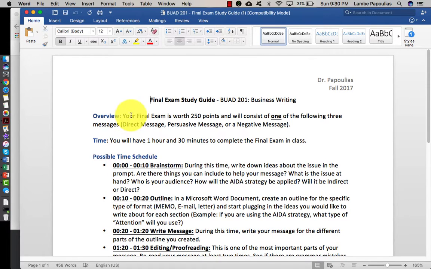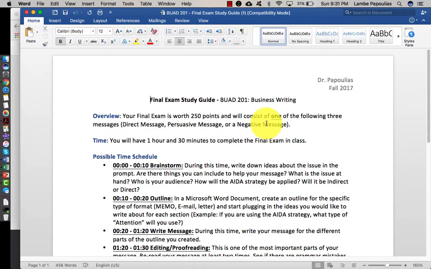So your overview. Your final exam is worth 250 points and it will consist of one of the following 3 messages: a direct message, a persuasive message, or a negative message. Don't worry about understanding the sales message for our final exam, because I want to make sure that you have enough time to study your completed and graded assignments.